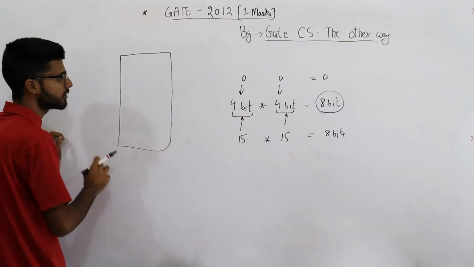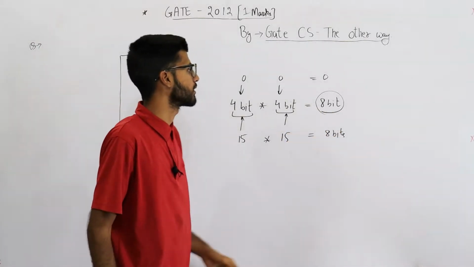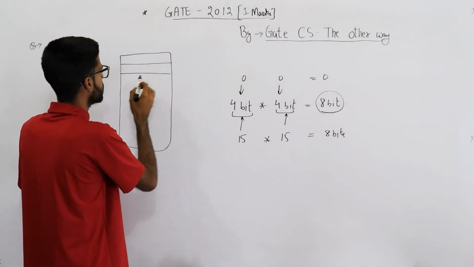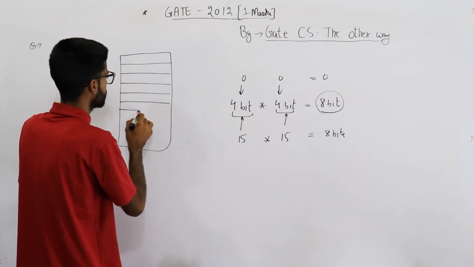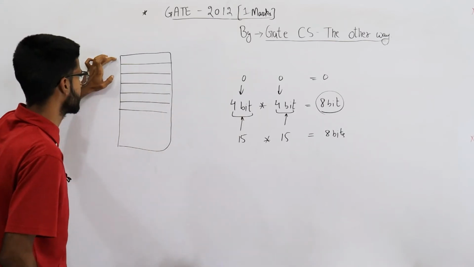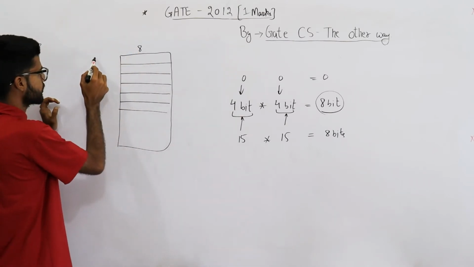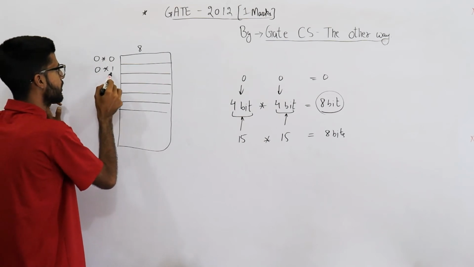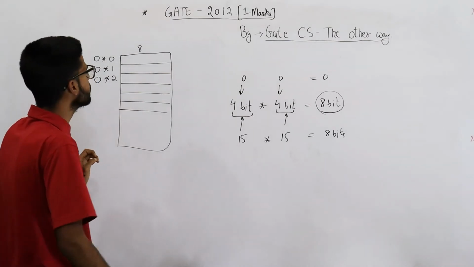First thing is, because we are saving a result which could be of 8 bits maximum, that means each location has to be of 8 bits. Okay. Let's go slow. Say this is a memory where each location is of 8 bits. What we are doing is we are saving 0 multiplied by 0 here, then 0 multiplied by 1 here, 0 multiplied by 2 here, and so on.